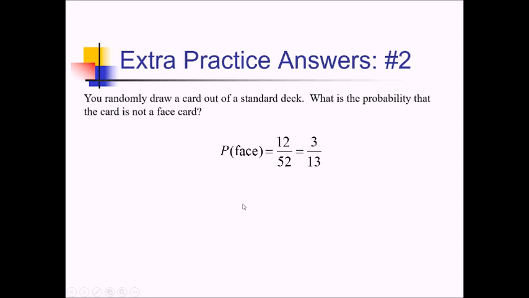So now the probability of not getting a face card is just going to be 1 minus the probability that we do get a face card. So 1 minus 3 over 13. This could be rewritten as 13 over 13. So then subtracting that, we get 10 over 13.